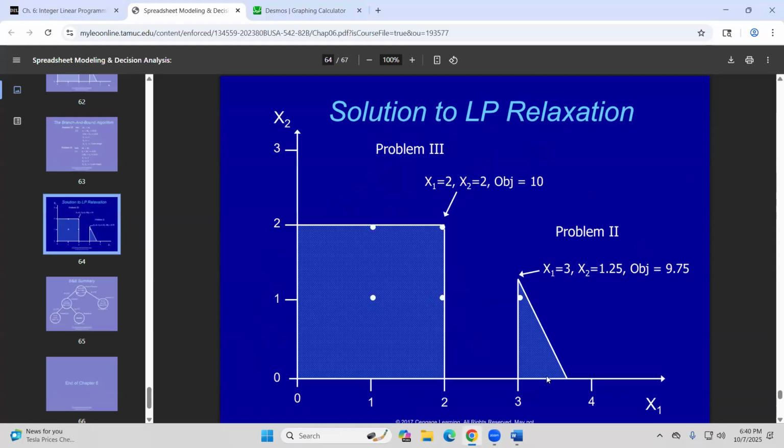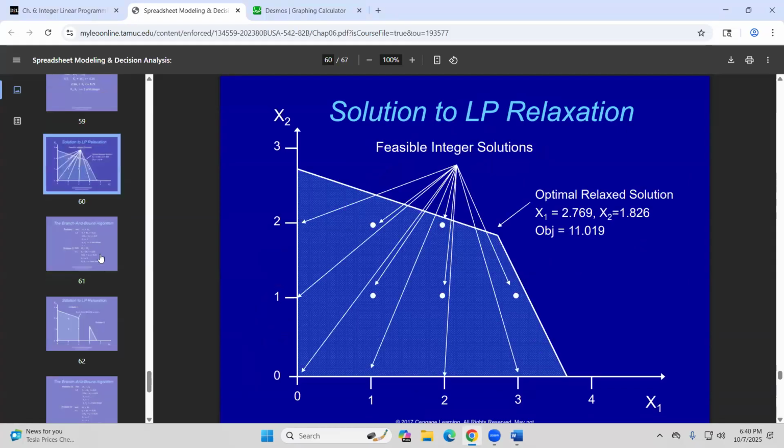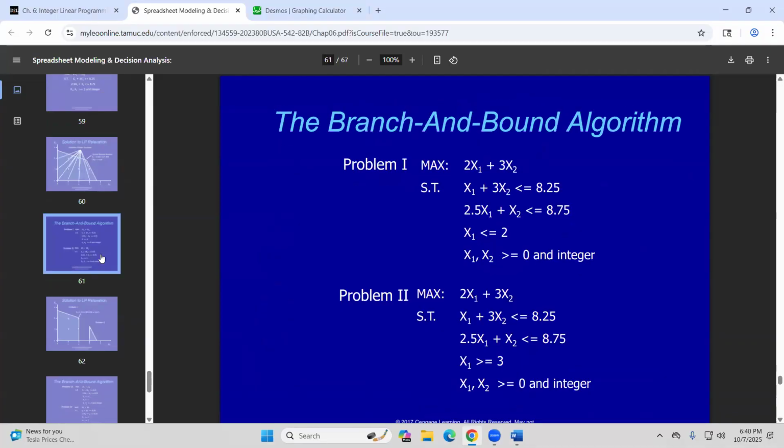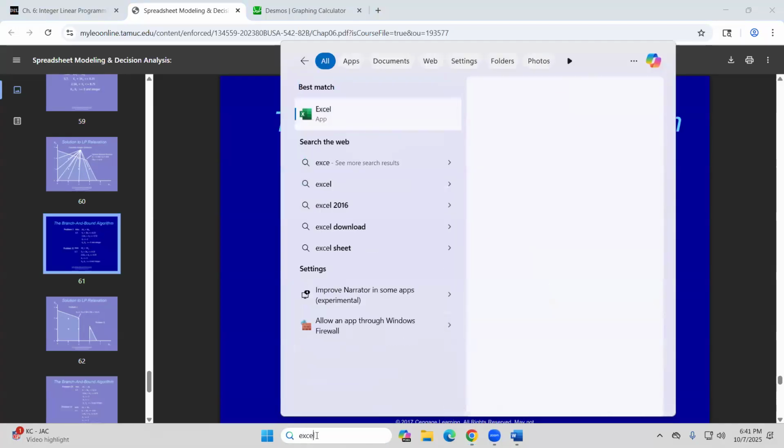So this is an example of how branch and bound works. The details, we don't need to apply and learn it, but I just want to show what happens when we apply this in Excel. So let's see how we apply it in Excel.